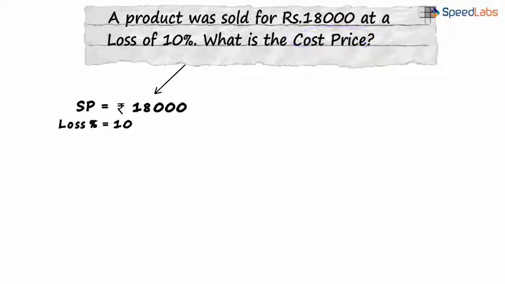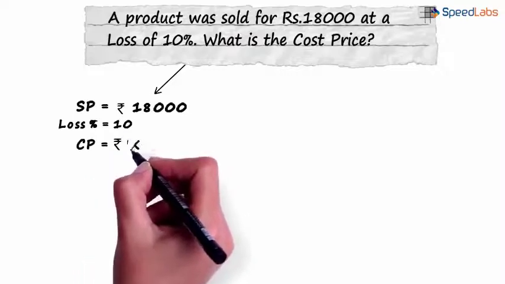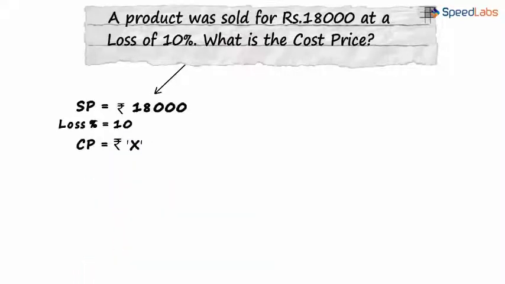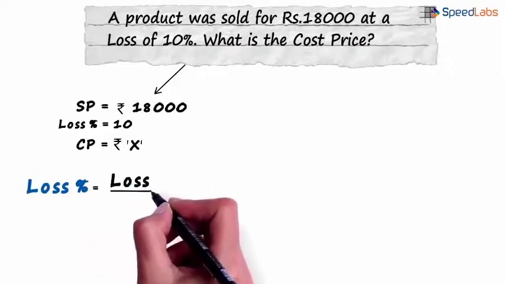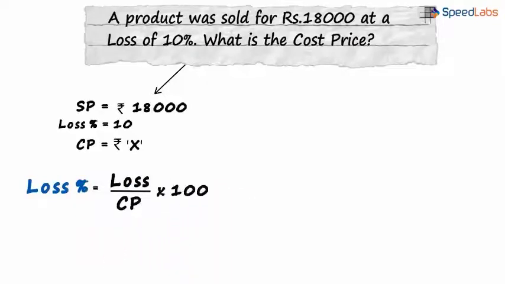We're normally used to solving problems in which we have to find the loss or the profit percent. But here we are given the loss percent. Like a normal word problem, we take the cost price as rupees X. Now we just have to find this X. We know the formula for loss percent. Loss percent is loss over cost price multiplied by 100.